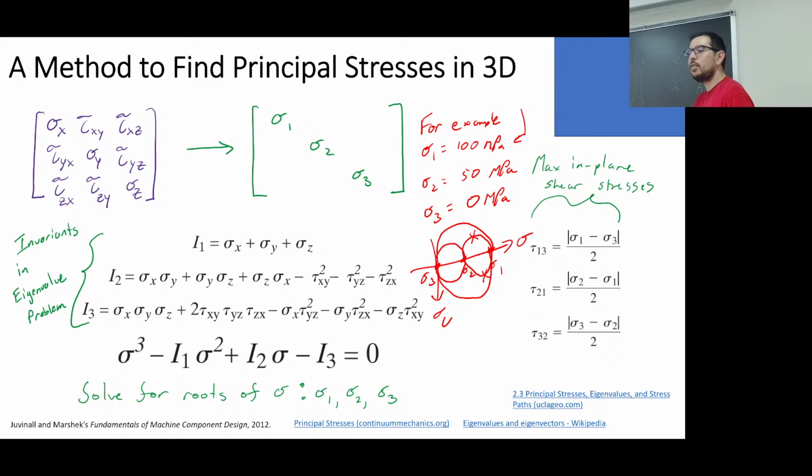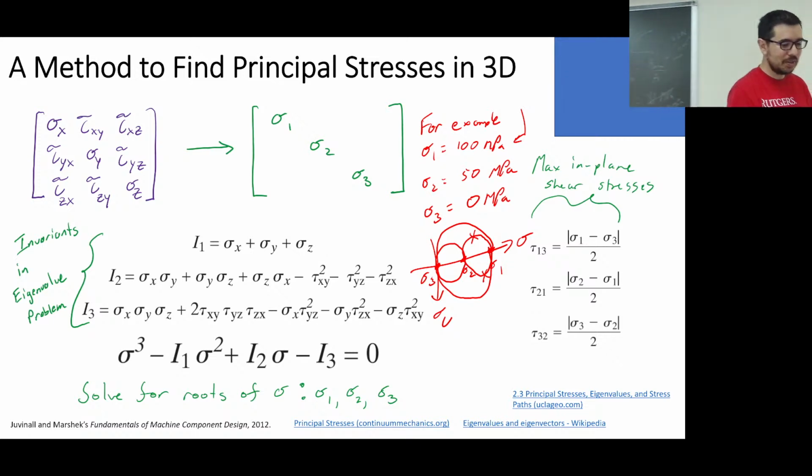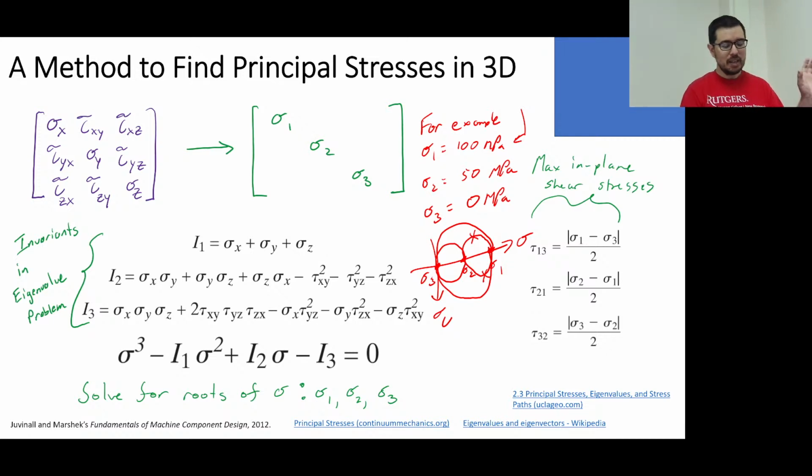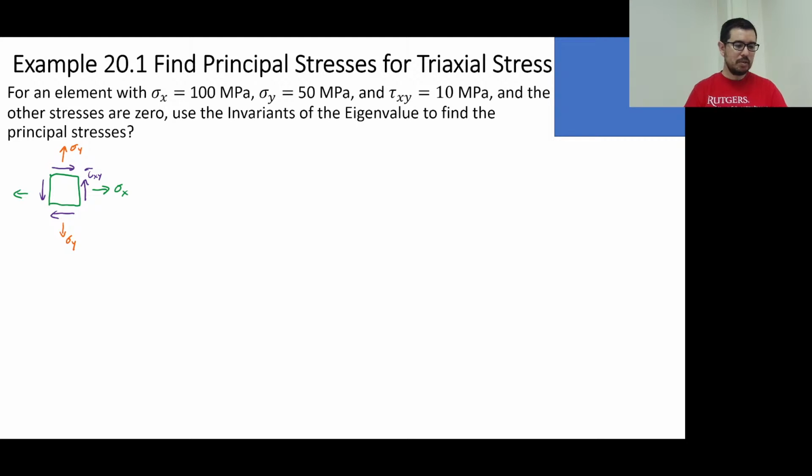Sometimes I wonder if I should talk about failure. I almost think maybe I should move failure criteria up earlier, because I keep foreshadowing when we get to failure criteria. The shear stress is important for the ductile materials. I don't know how many times I say that. And when we get to failure criteria, the normal stresses are important for the brittle materials.